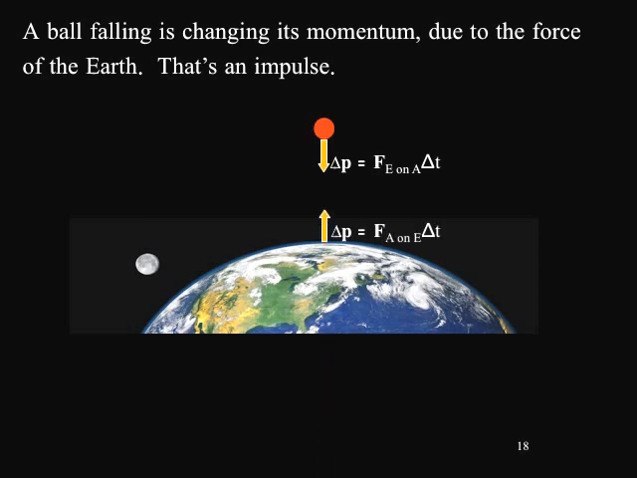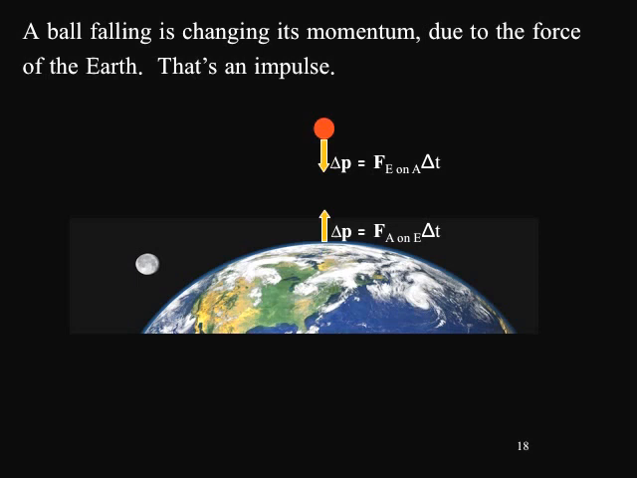It turns out that the Earth has an equal and opposite change of momentum, an equal and opposite transfer, an equal and opposite impulse. The force of the Earth on the object A, the force of the Earth on the apple, has an equal and opposite force of apple on Earth. In the same time frame that they interact means they have equal and opposite impulses, or equal and opposite changes of momentum. This is momentum conservation, equal and opposite changes of momentum.